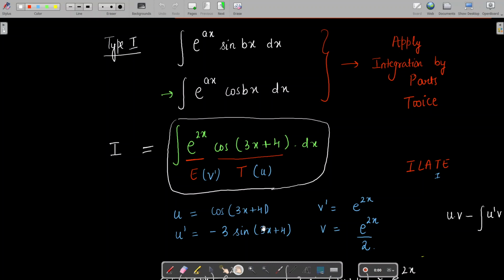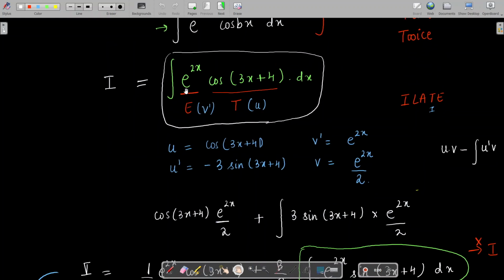Okay, so in order to make our work easier, let's say we have this problem. We have to find out the integral of e raised to 2x times cosine of 3x plus 4. So now I know beforehand that when I integrate this function twice, I will get this exact expression. So instead of writing this expression again and again, let me assume that the value of this integral is I.